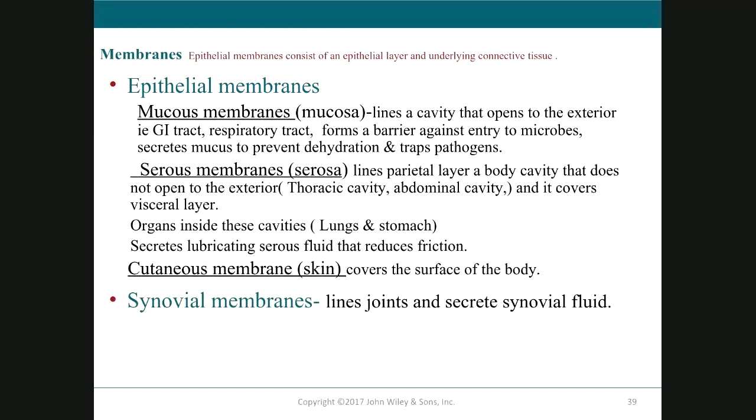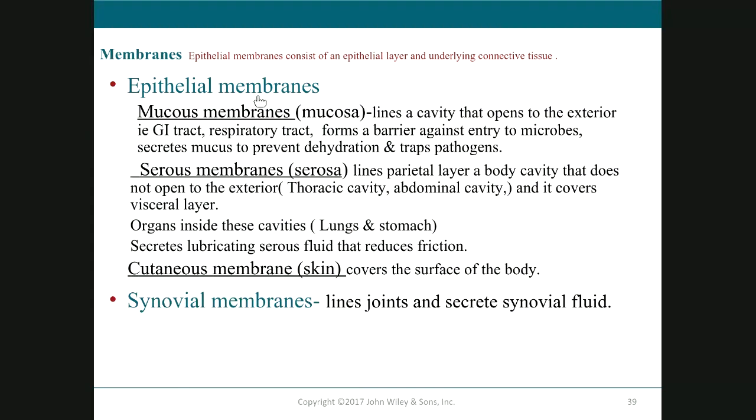So let's talk about membranes. The epithelial membranes are membranes that are protective and separate two areas of our body. So what we already learned in the past is that the epithelial membranes consist of an epithelial layer and an underlying connective tissue. Remember that the epithelium is always connected to the connective tissue because often epithelial tissue is avascular, connective tissue is very vascular, and that's how it gets its nutrition.